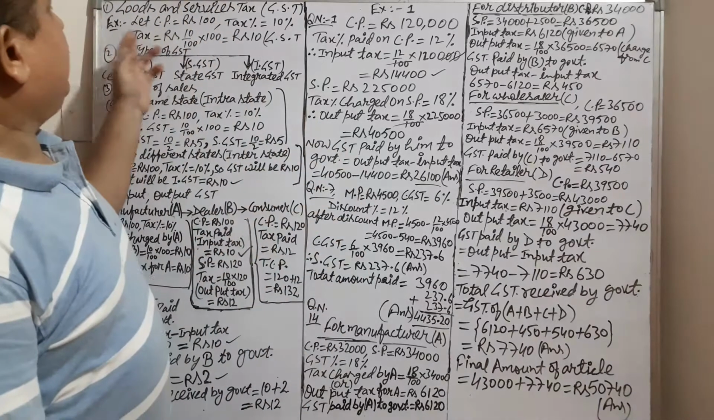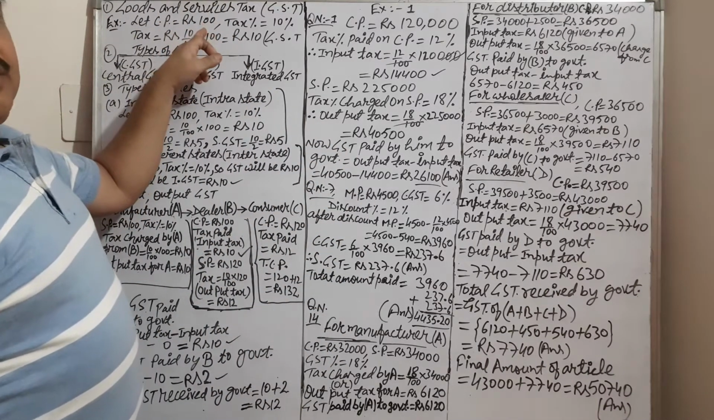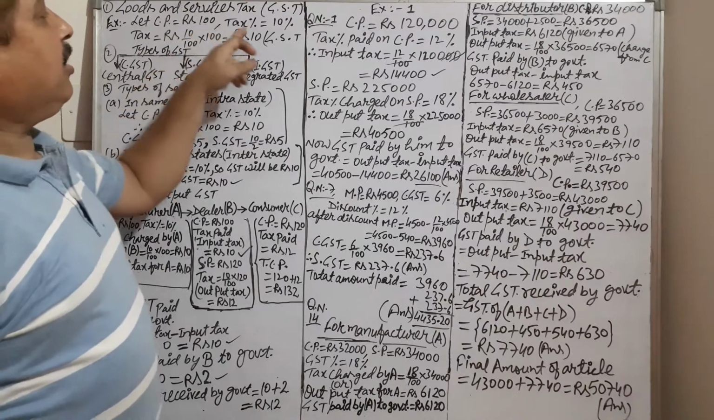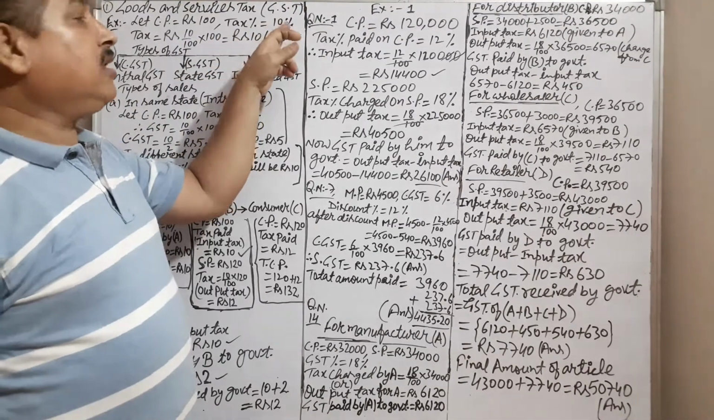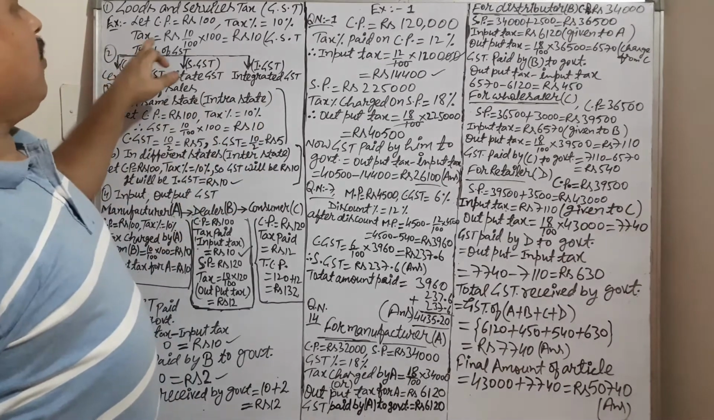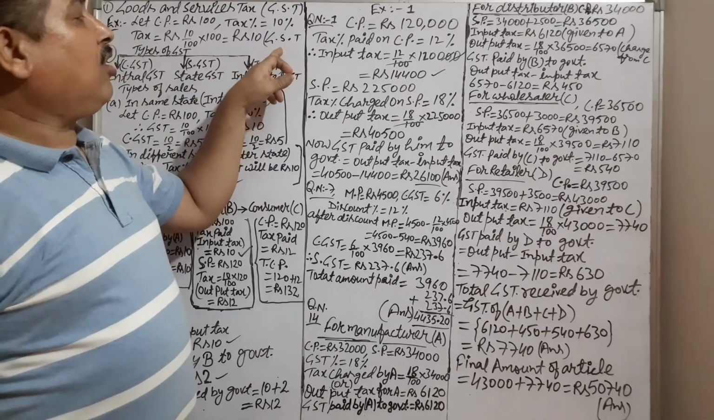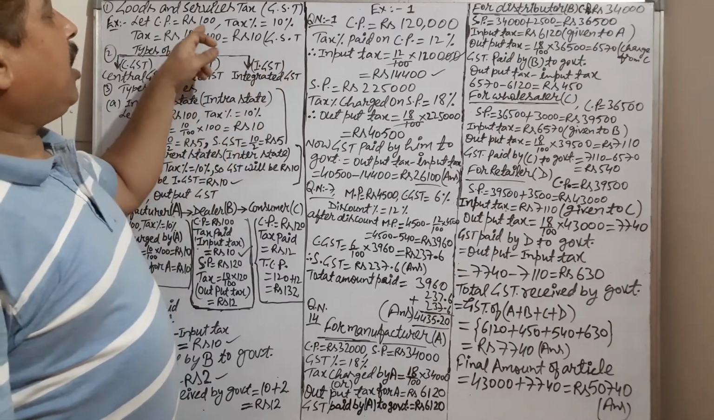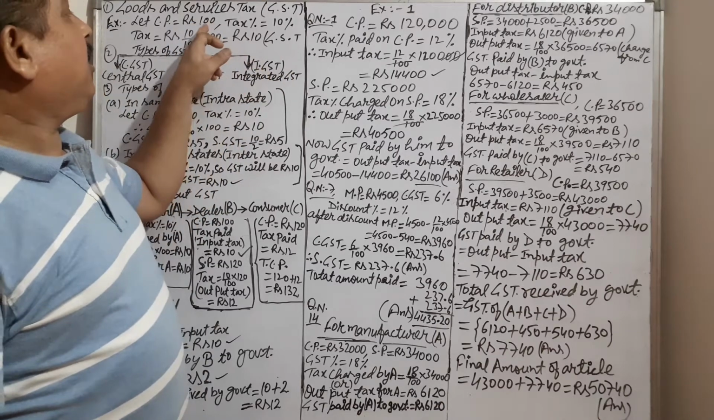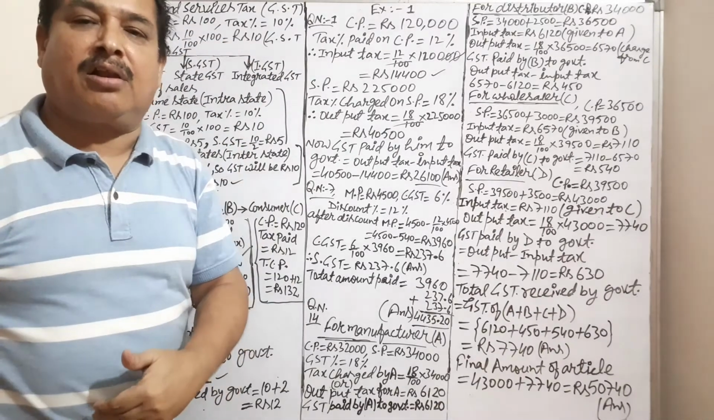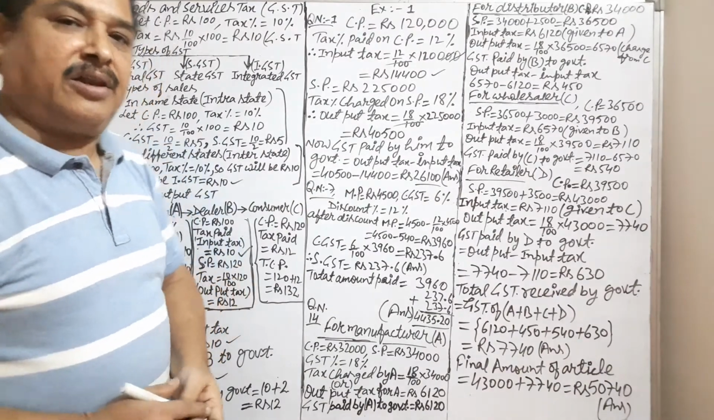See the example here. Suppose the cost price of an article is 100 rupees and the tax on this article is 10%. Now calculate 10% of 100, it will come to rupees 10. So it is called GST. So the total cost of the article will be 110, 100 plus 10. So we can buy this article for rupees 110.